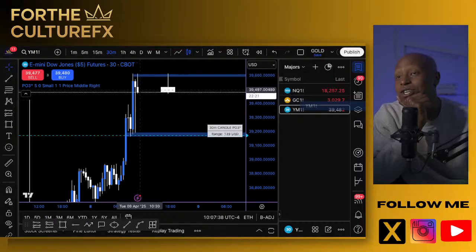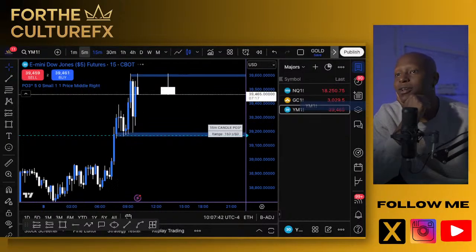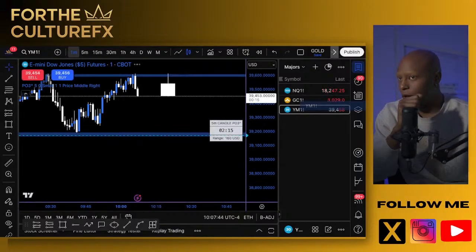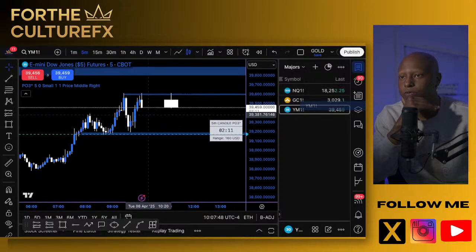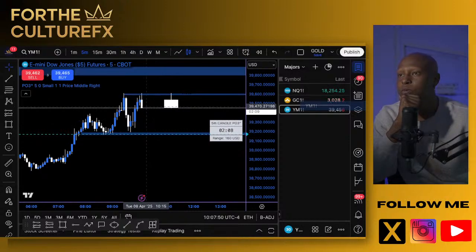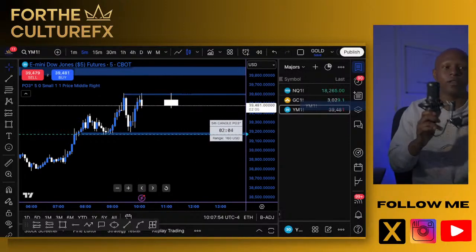Now the question is, are we gonna fill this 30-minute candle? I doubt it. I really do doubt it. But we are getting a 5-minute correction, which is absolutely beautiful. Absolutely beautiful. So what am I waiting for now? You guys are wondering, what am I waiting for now? This is what I'm waiting for now.